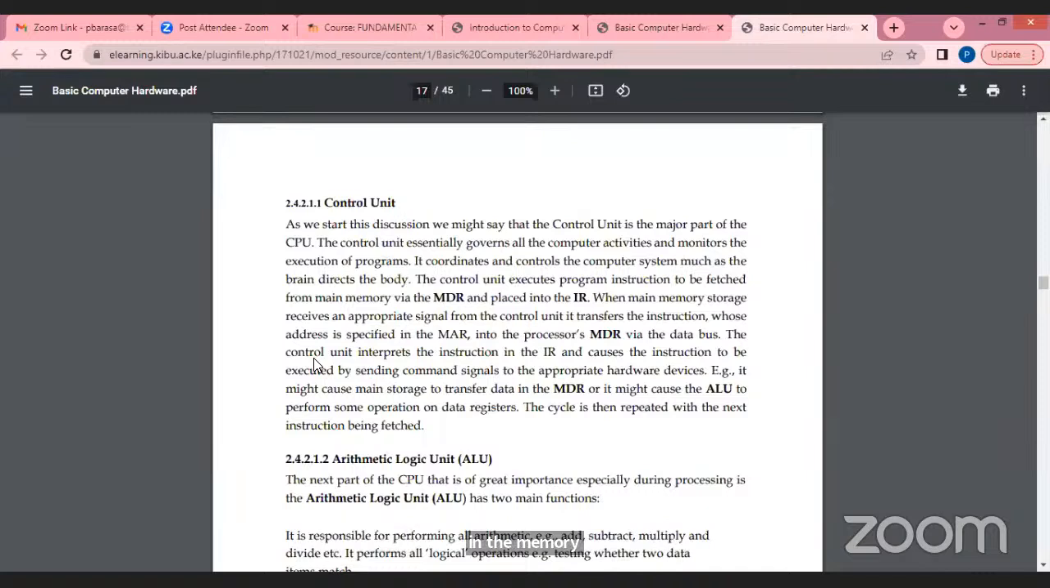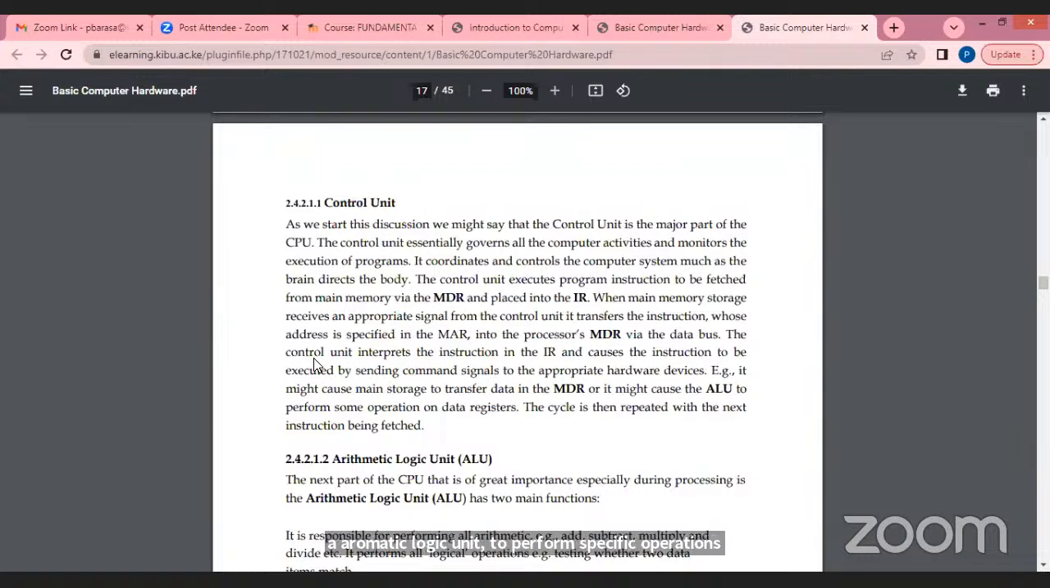So the control unit interprets the instruction in the instruction register and causes the instruction to be executed by sending command signals to the appropriate hardware devices. E.g., it might cause main storage to transfer data into the memory data register, or it may cause the ALU, which is the arithmetic logic unit, to perform specific operations on data registers. So the cycle is then repeated with the next instruction.